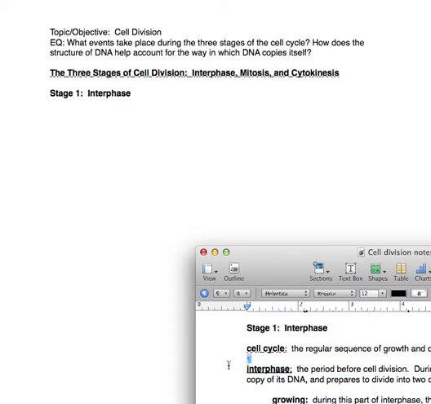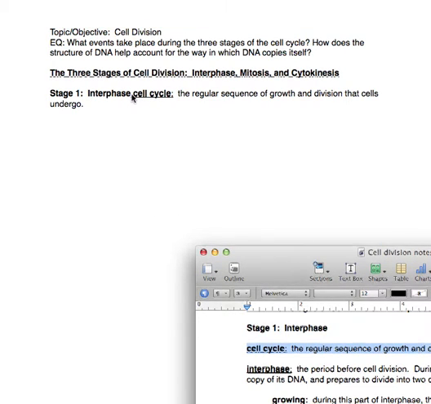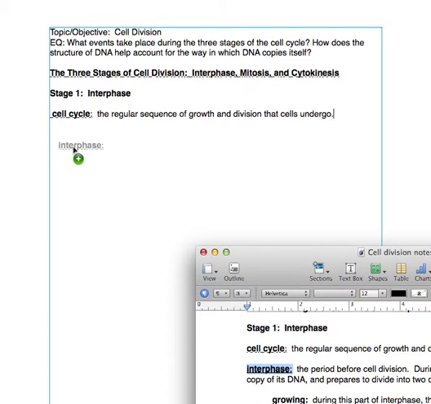The cell cycle is just the regular sequence of growth and division that cells undergo. We've talked about before, when you get bigger as you're growing, if you get a cut, anything that happens in your life that is going to require cells to grow is going to include the cell cycle. This is just the normal process that cells undergo. And that first stage is interphase, and the cell actually spends most of its time in interphase.